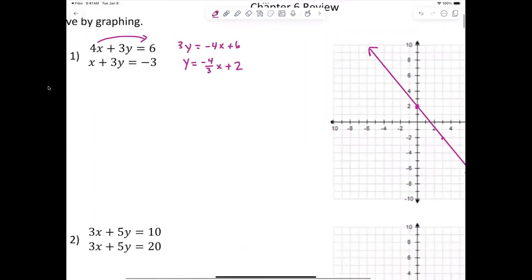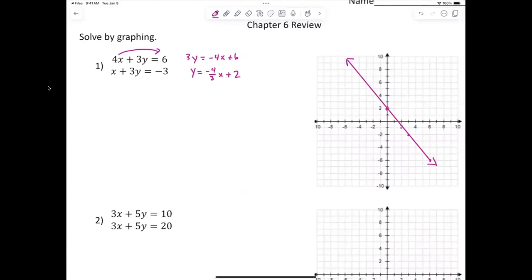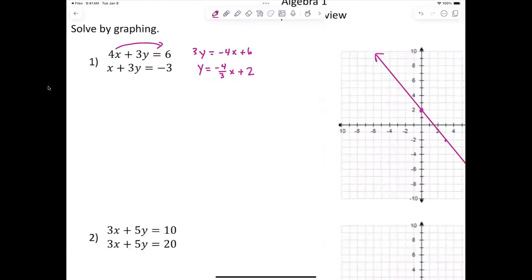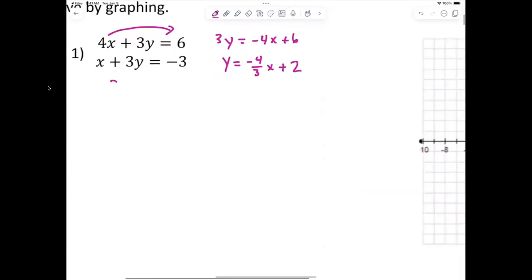Okay. Great. What do I do for the second one? Move the x over. Move the x. 3y equals -x minus 3, correct? Now what?